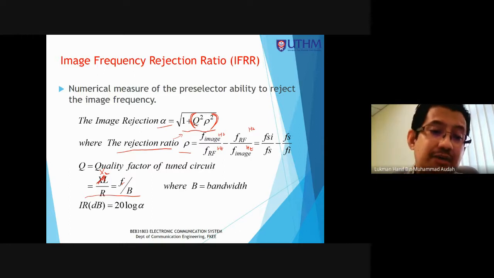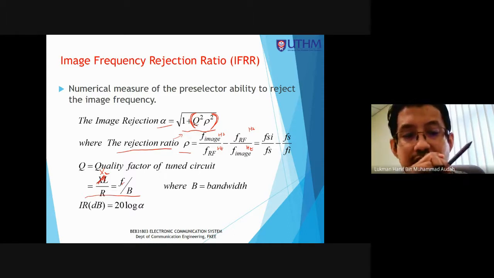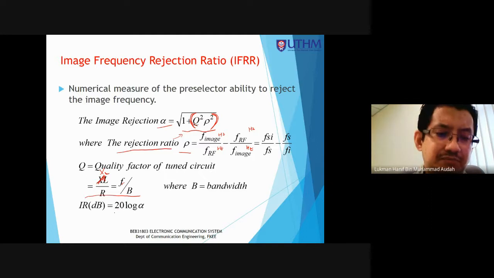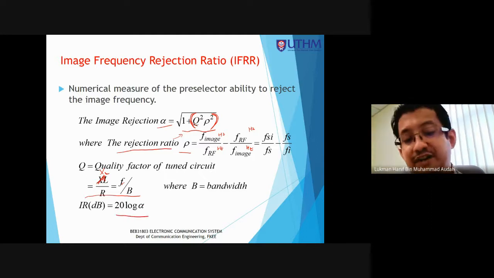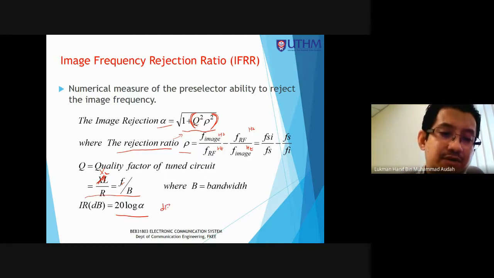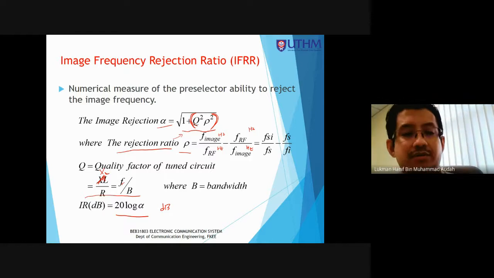Okay, and then what? IFRR in decibel. Apabila kita nak mengira IFRR in decibel, that means we must change alpha parameter into decibel. Apabila kita tukar alpha kepada decibel, dia menjadi 20 log alpha. Bukan 10 log alpha, dia adalah 20 log alpha. So this is in terms of dB.